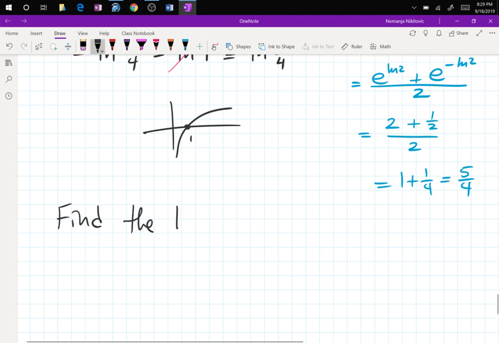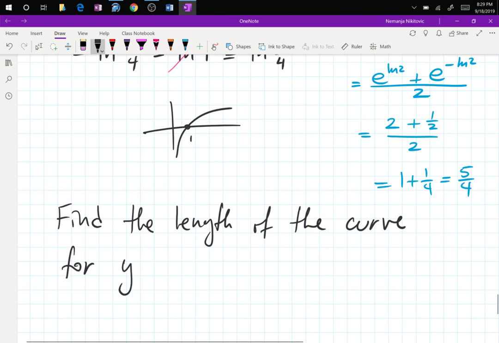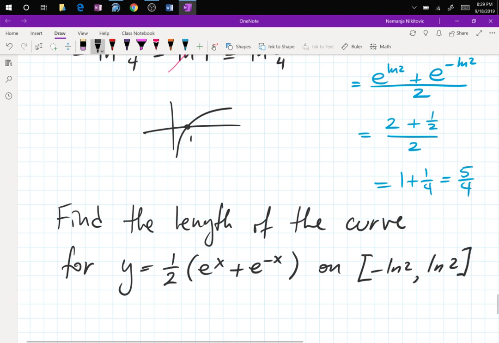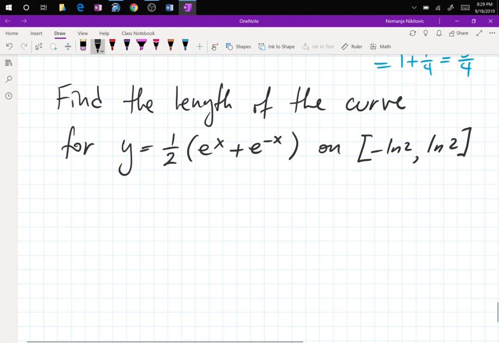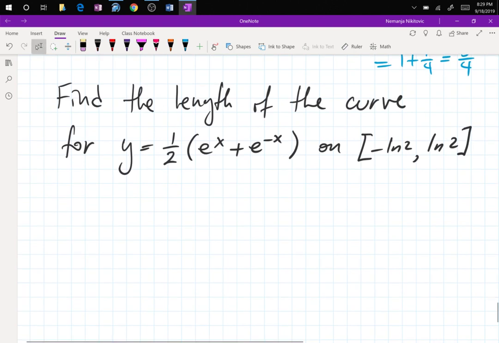Find the length of the curve for y equals 1/2 e to the x plus e to the minus x on negative ln2 to ln2. This problem is in section 6.5, length of curves. It's like a little review, right, to get us into exam mood.